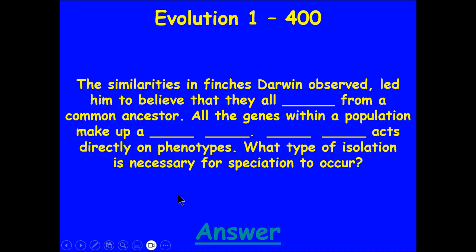Similarities in finches Darwin observed led him to believe that they all blanked from a common ancestor. All the genes within a population make up a blank blank, and blank blank acts directly on phenotypes. And what type of isolation is necessary for speciation to occur?